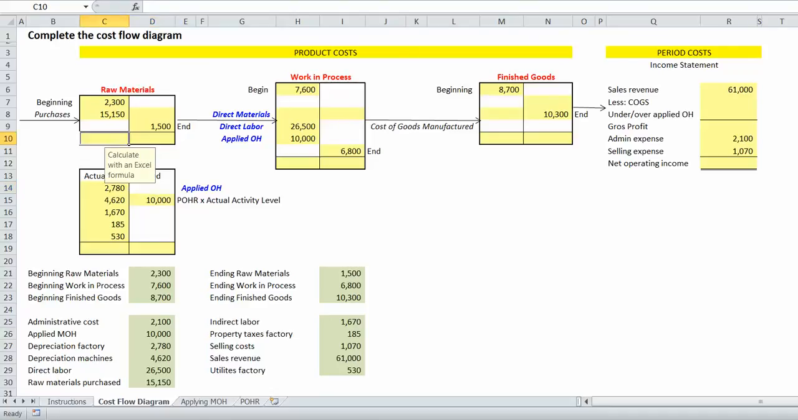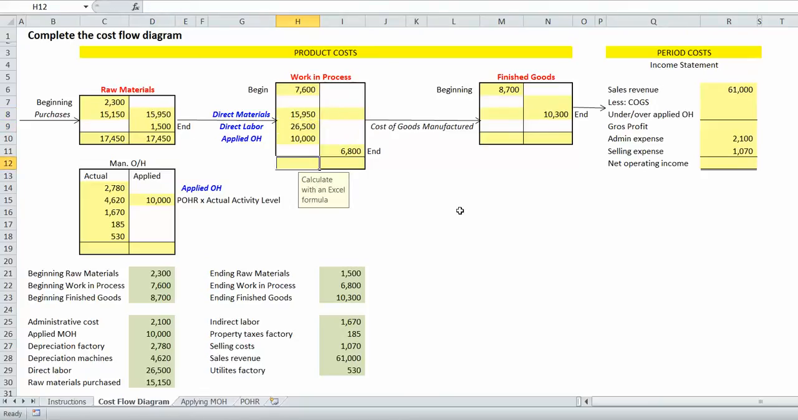Raw materials. The left-hand side of our box sums to $17,450. Both sides of the box have to equal. The amount we begin with and purchased has to equal the amount we've used or have left over. So we can calculate the amount of direct materials used by taking the $17,450 and subtracting off ending raw materials inventory. That cost flows directly into work in process.